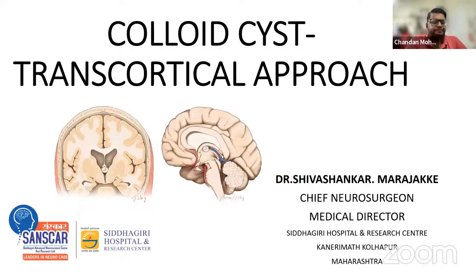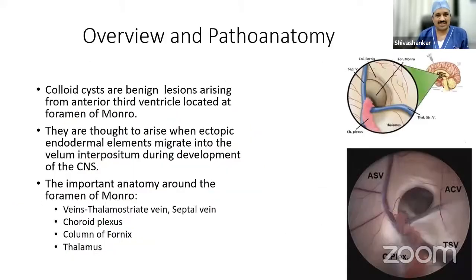Yes. Good evening, everyone. I'm here to share this topic of the transcortical approach for the colloid cyst. I was supposed to follow Varnan Bello sir, and this is my turn now. Just to give the overview and pathoanatomy, colloid cysts are benign lesions that arise from the anterior third ventricle, located at the very complex location of the foramen of Monro. We need to know the very important anatomy around the foramen of Monro so that we can plan the approaches and even corridors. We should know the anatomy of the thalamostriate vein, septal vein, internal cerebral vein, choroid plexus, and the columns of fornix and thalamus.